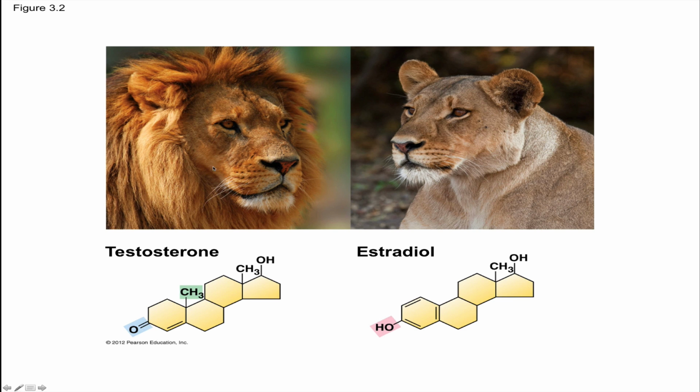So when you look at the lion, the male lion has this hormone, testosterone. And if you look at the female hormone, estradiol. Now look at where the differences are. Again, it's in these functional groups. In estradiol, in this case, you have this hydroxyl group. In testosterone, you have a carbonyl group instead of the hydroxyl group. And in addition, you have this methyl group over here. So the physiological effects are apparent in this male lion, and the physiological effects from estradiol are apparent in the female lion.